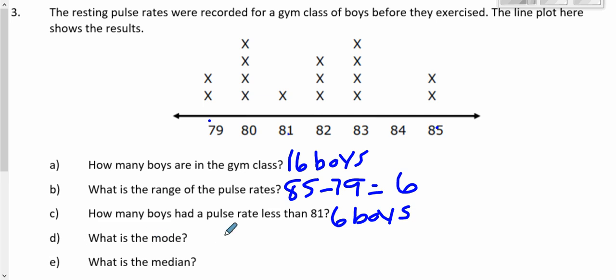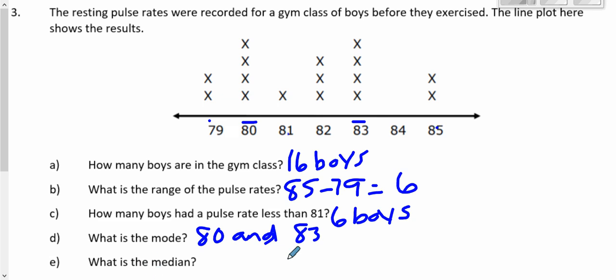What is the mode? Remember, mode means most often, and I see 1, 2, 3, 4 data points on 80. But I also see 1, 2, 3, 4 data points on 83. So that means that we have 2 modes here, 80 and 83 are our modes.